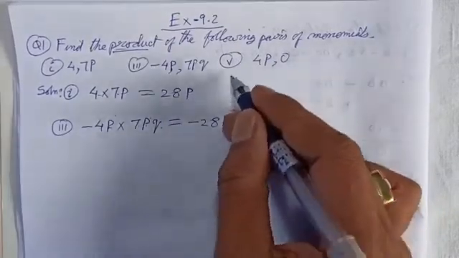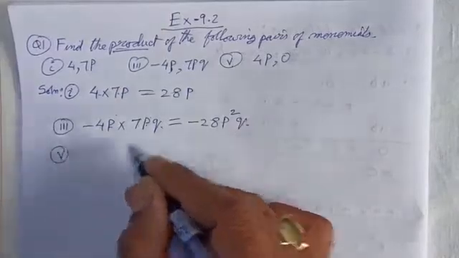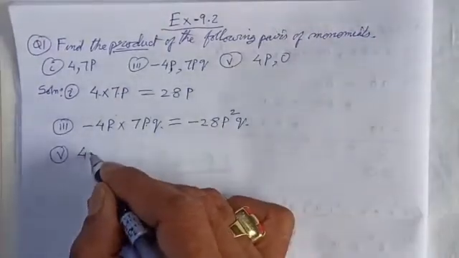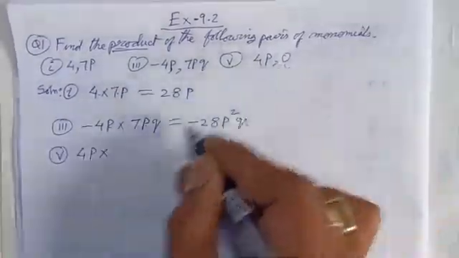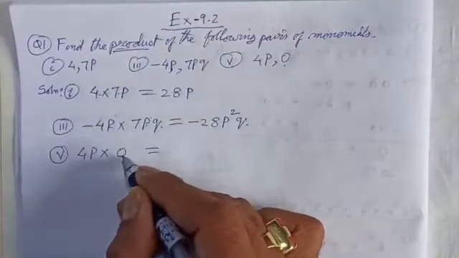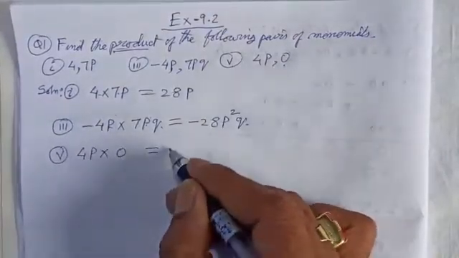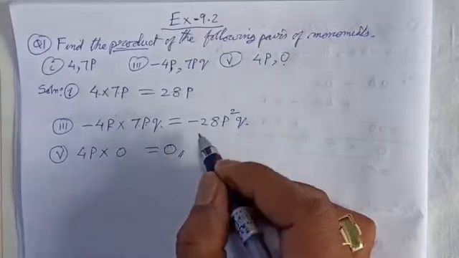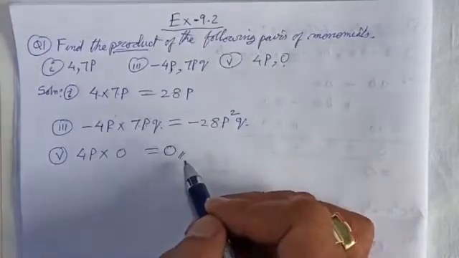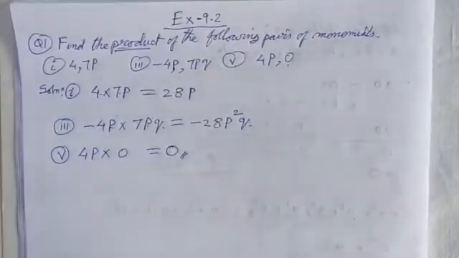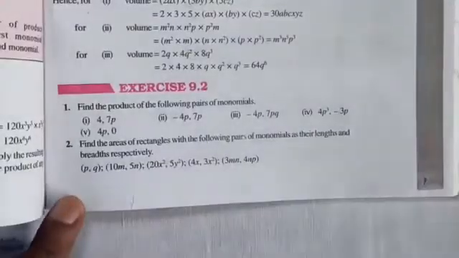Now Roman number 5. First monomial is 4p, second monomial is 0. 0 into any number is 0, so this will be 0. Understand or not? I hope that you can understand this. Now let's try question number 2.